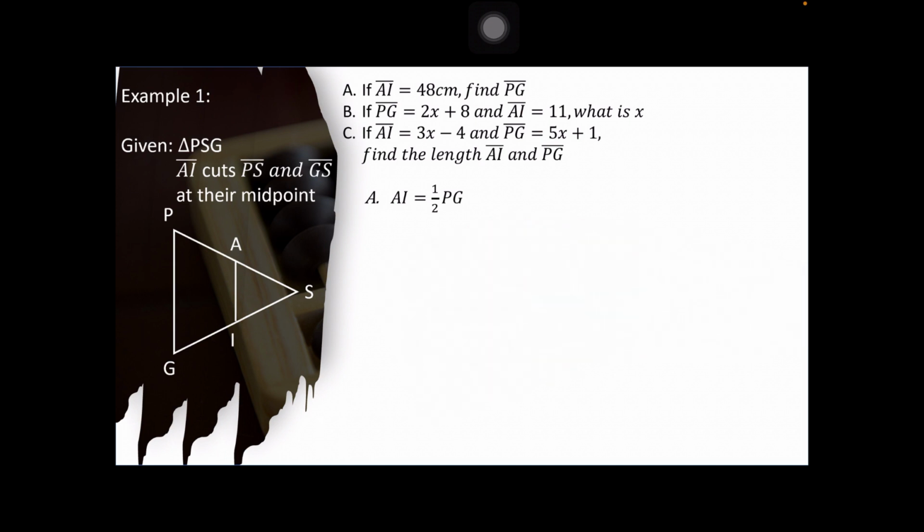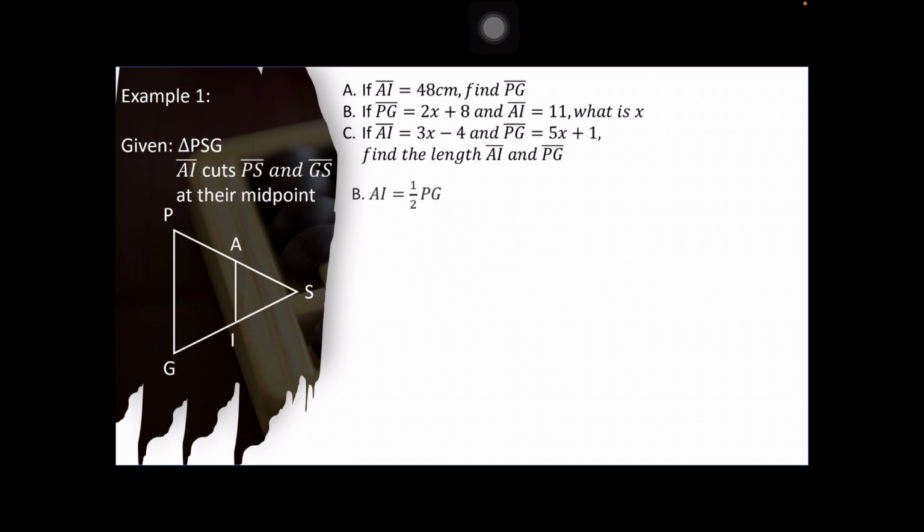So, ngayon po isolve na natin by substituting the following given. Segment AI is equal to 48 cm. Ito po. Now, I'm going to multiply both sides by 2 para po mawala yung denominator natin dito. Yan. 2 times 48 is 96. Then, 1 half times 2 is equal to 1 PG. Or invisible na po yung 1. Then, that is the final answer.